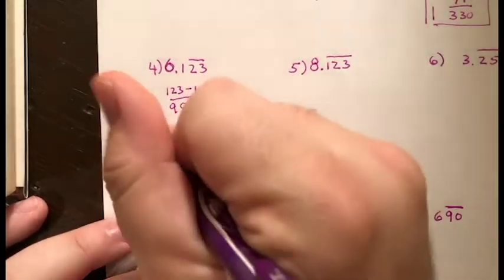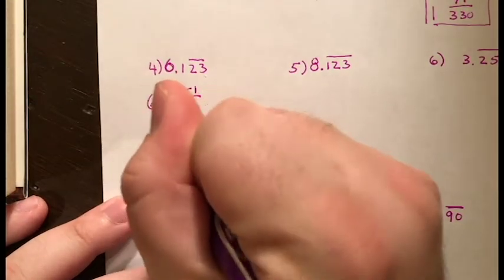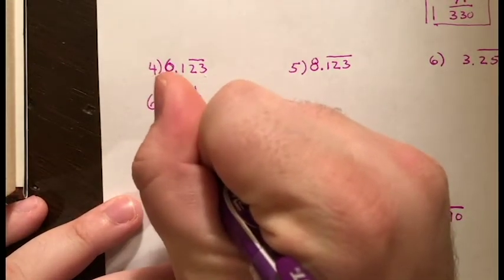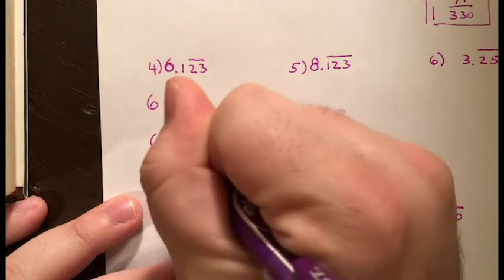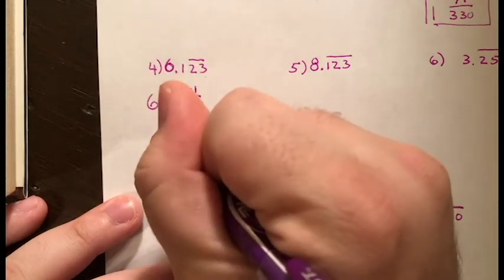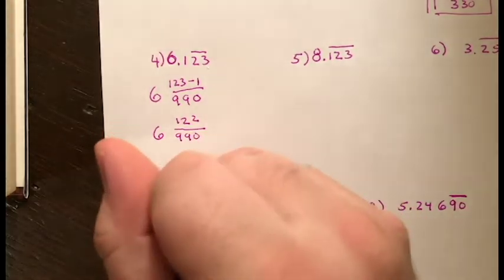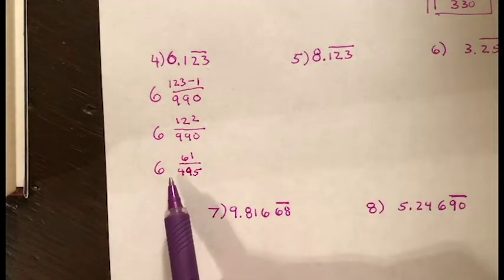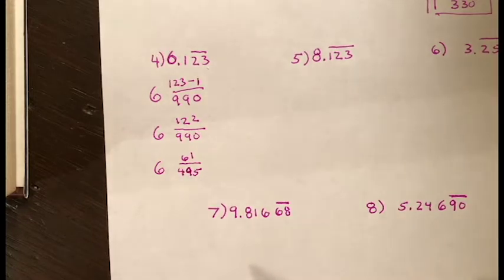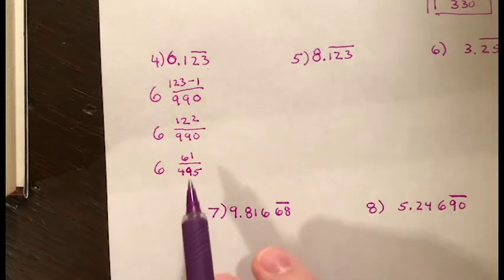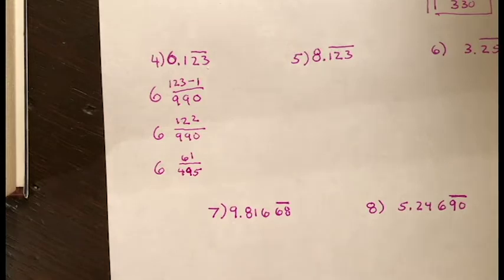Okay? Now let's simplify this thing. 6, and this is going to be 122 all over 990. So I have a fraction here. My job now is to simplify this thing. Take a moment and try to do it on your own. What you should have got was 6 and 61 over 495. This is as far as I can simplify this number. There's nothing more I can do with it.